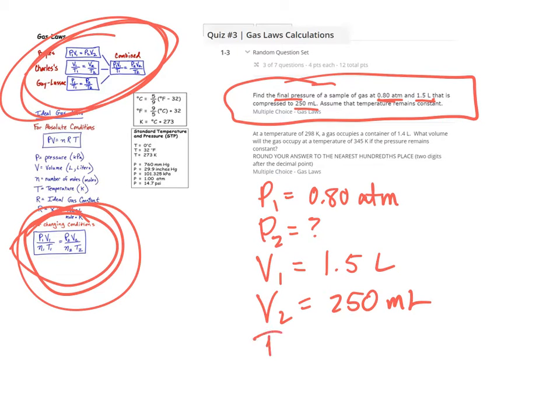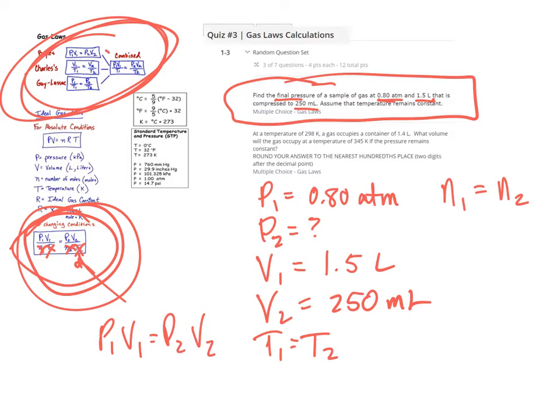What does that mean? That means that T1 equals T2. So in this equation, T1 and T2 are just going to cancel out. Well, what about the N's? Did they say anything about the N? They didn't say anything about moles. So we'll go with the assumption that N1 equals N2. The number of moles didn't change. So we'll cancel out the N's, we'll cancel out the T's, and what do we reduce it to? We now have P1V1 equals P2V2. That's the same thing as Boyle's law.